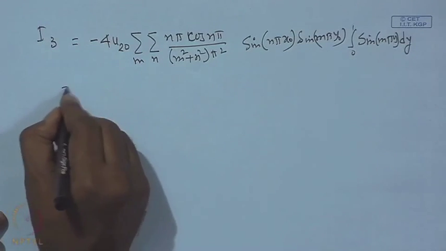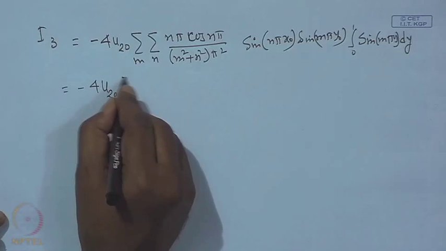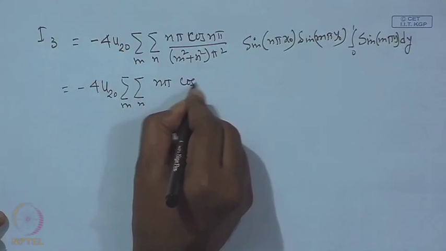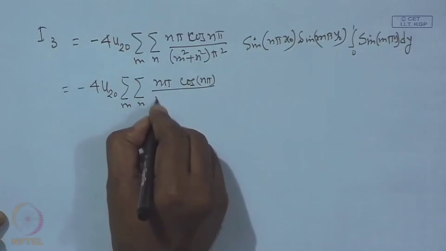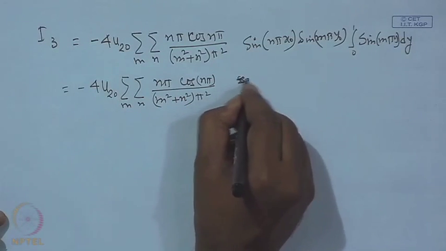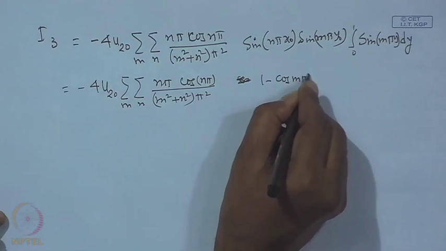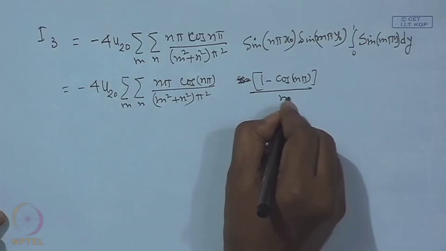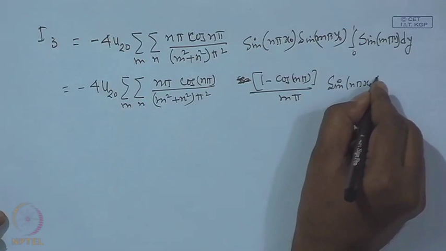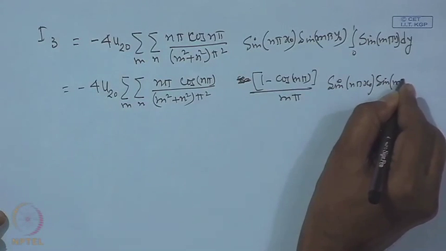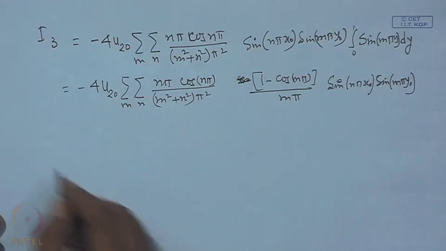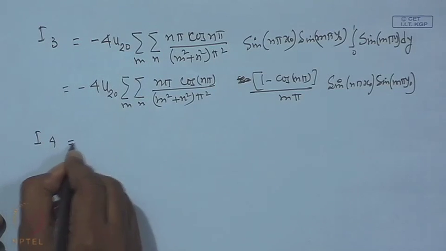M pi y dy. So, therefore, this will have the value u to 0, m and n pi cosine n pi divided by m square plus n square pi square, 1 minus cosine m pi, divided by m pi, sin n pi x naught, sin m pi y naught. So, that is the value expression of I 3 and you will be getting I 4.